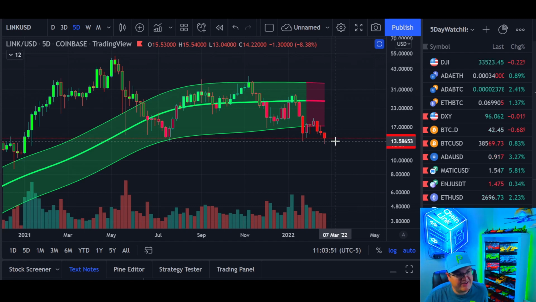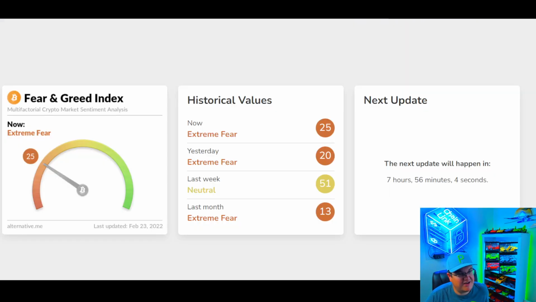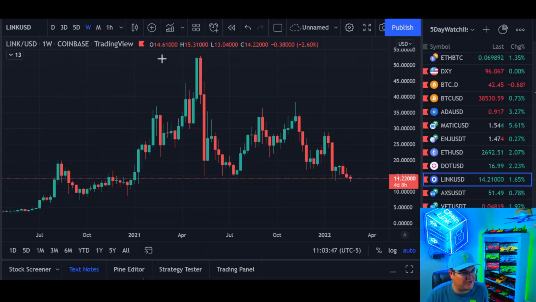Okay, so hopefully that helps someone out there somewhere, somehow, someday. Let's go look at the crypto fear and greed index and stop trying to rhyme. We're still in extreme fear. So is this the time to be selling, panic selling? Probably not in your best interest to be selling. That ship has sailed, right?